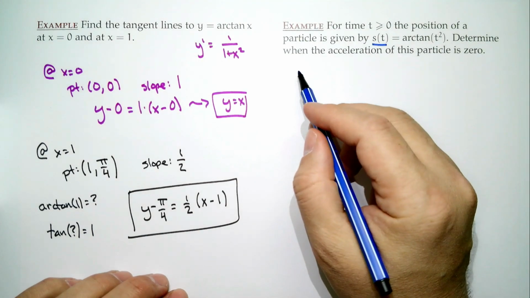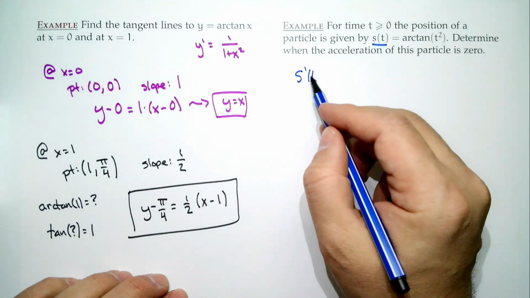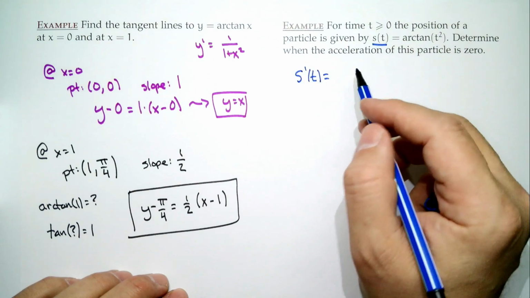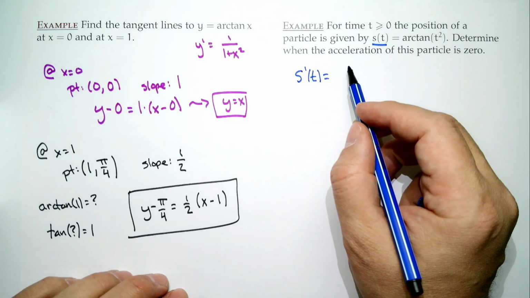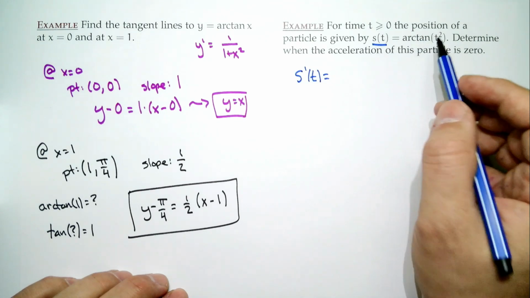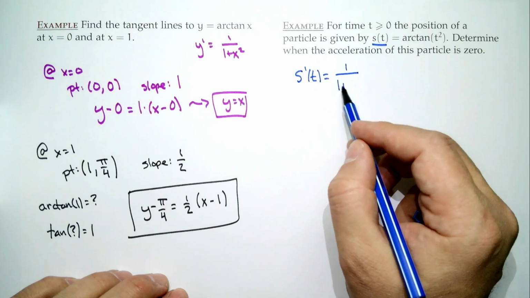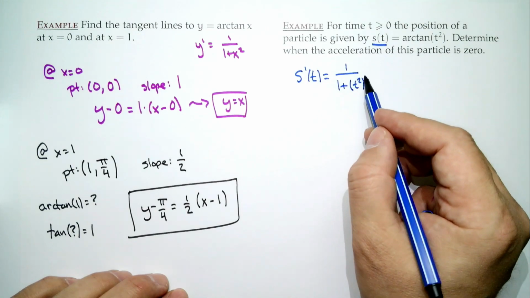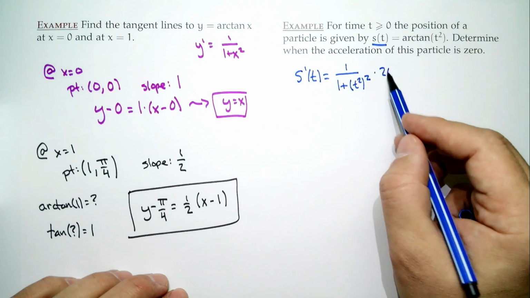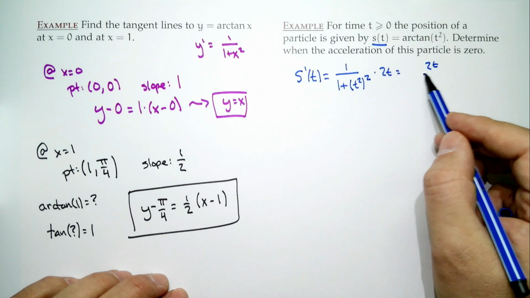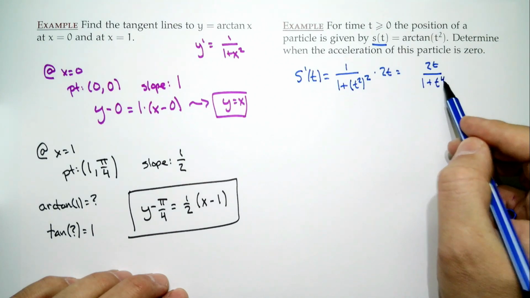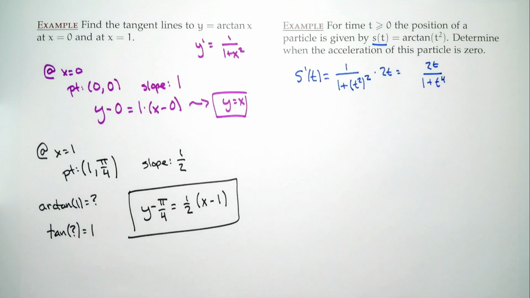So let's start by taking our first derivative. What is s prime of t? The derivative of arctangent of t squared would be 1 over 1 plus t squared squared, times 2t. Or if you like, 2t over 1 plus t to the 4th. So there's our s prime. And now we've gone from something with arctangent to something which is maybe not more reasonable, but at least algebraic.